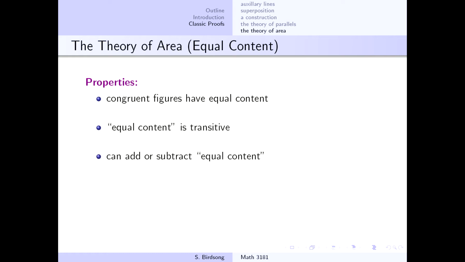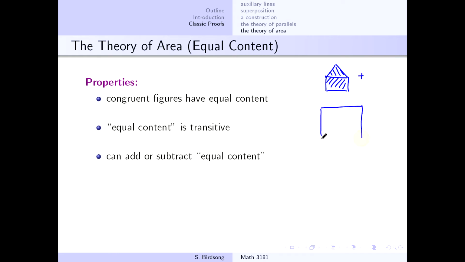The other thing that you can do with area is you can add or subtract this equal content. So note, what would this mean in terms of adding and subtracting area? You've totally done this in your past. If you needed to find the area of this figure right here, what would you do? You'd take the area of that four-sided figure and you'd add it to the area of your triangle. So this would be adding area.